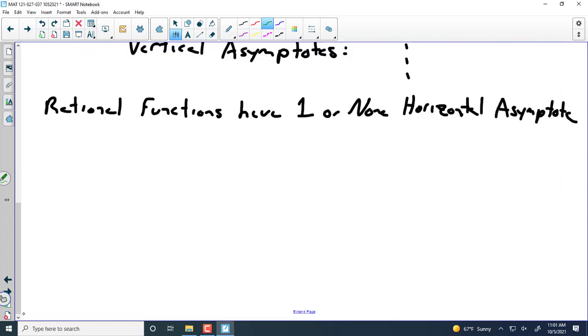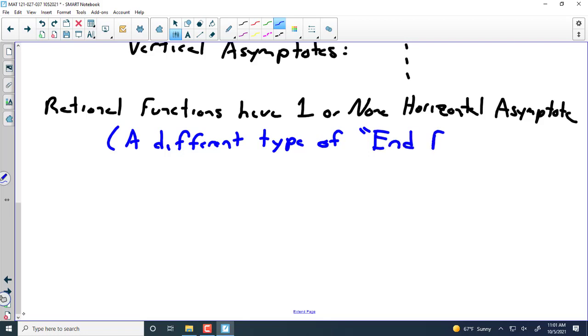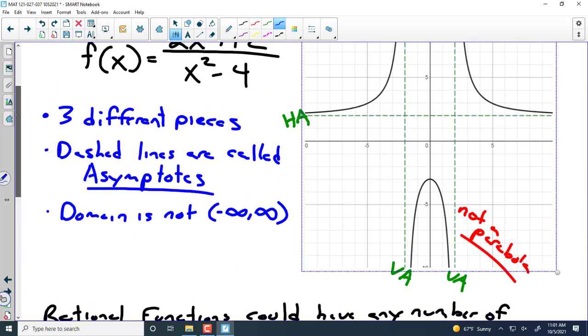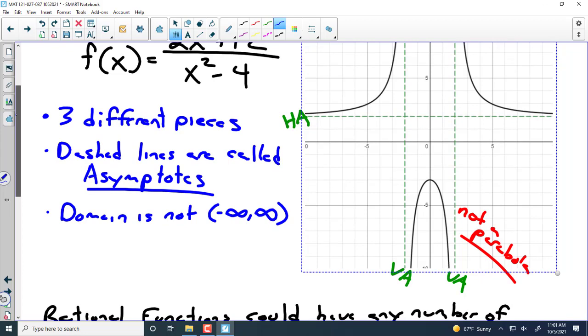The horizontal asymptote is a different type of end behavior. If you think about how our polynomials had end behaviors, they either went up on both sides, down on both sides, up on one side, down the other, or vice versa. If you look at this graph up here, you'll notice it's not going up or down as we go to the left and right. It's getting very, very close to that horizontal line. It's another type of end behavior. We did not see this with polynomials. We will see this with rational functions.